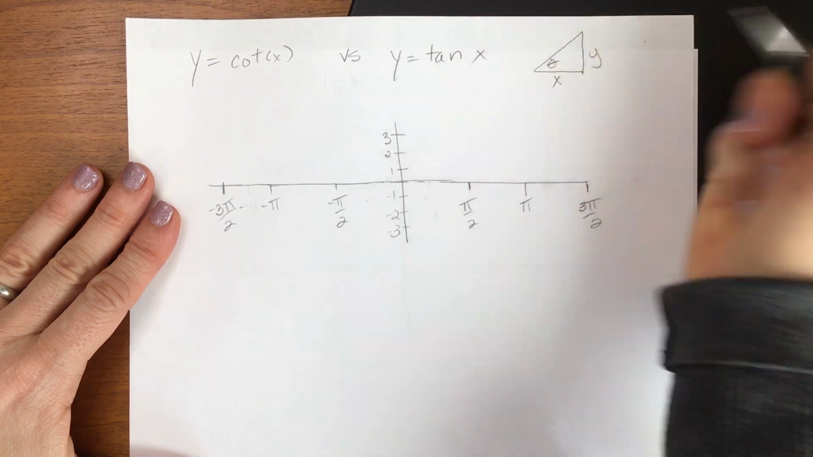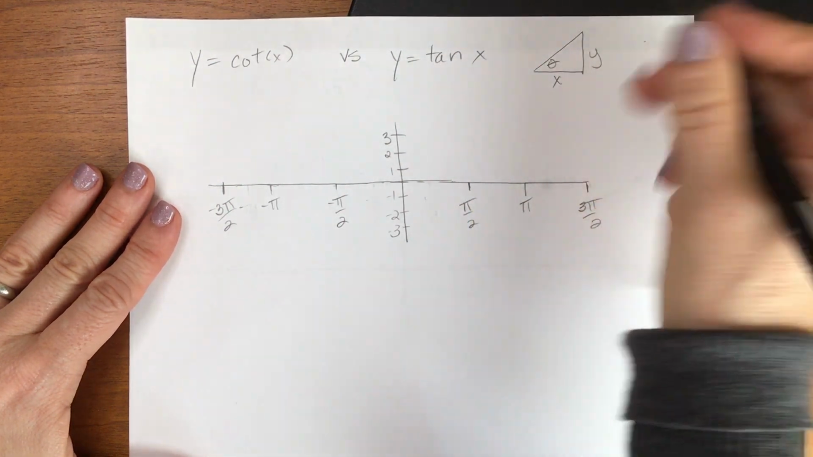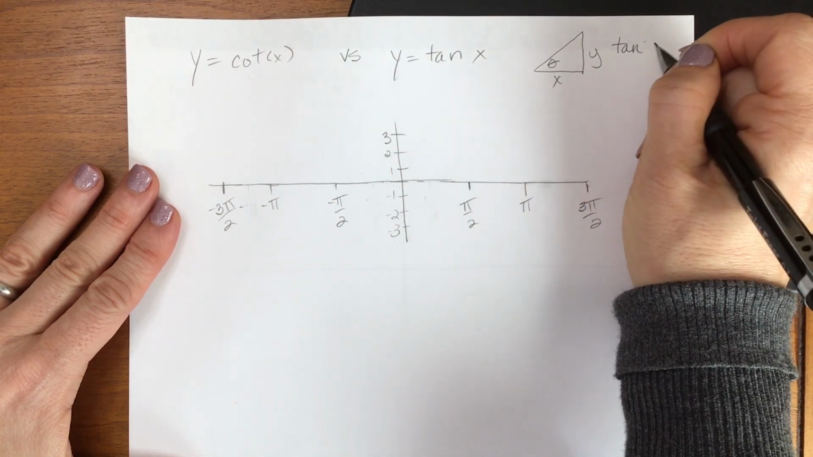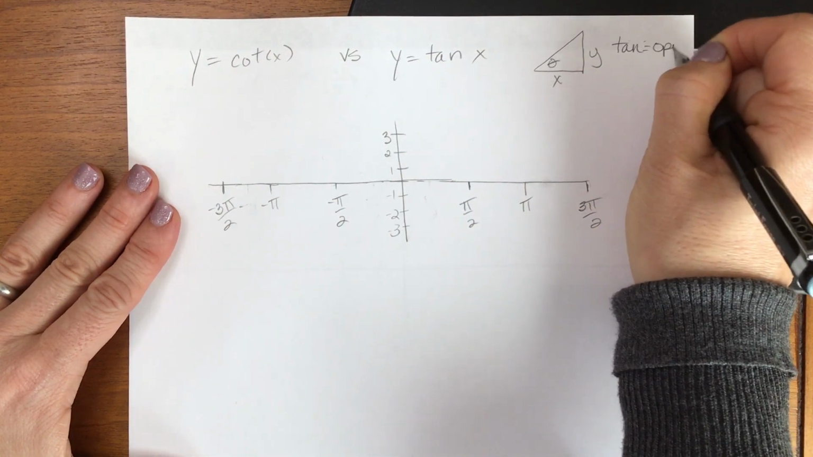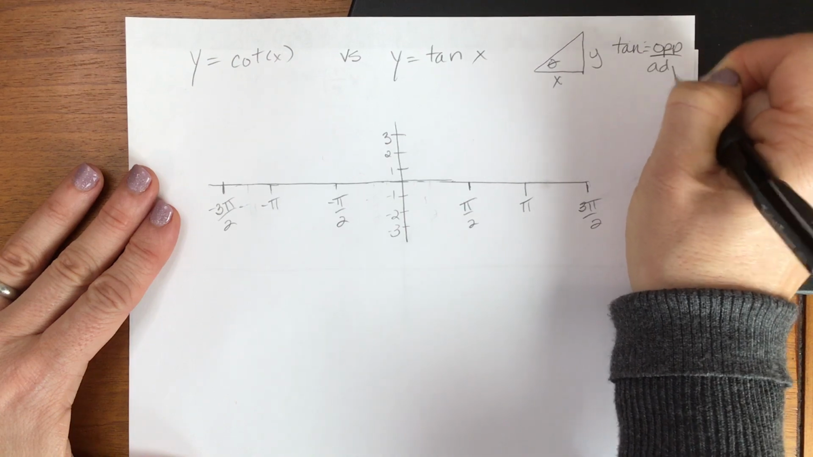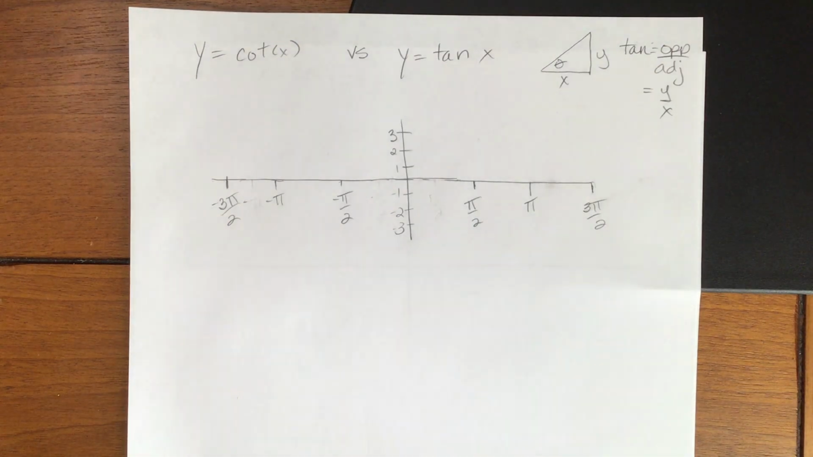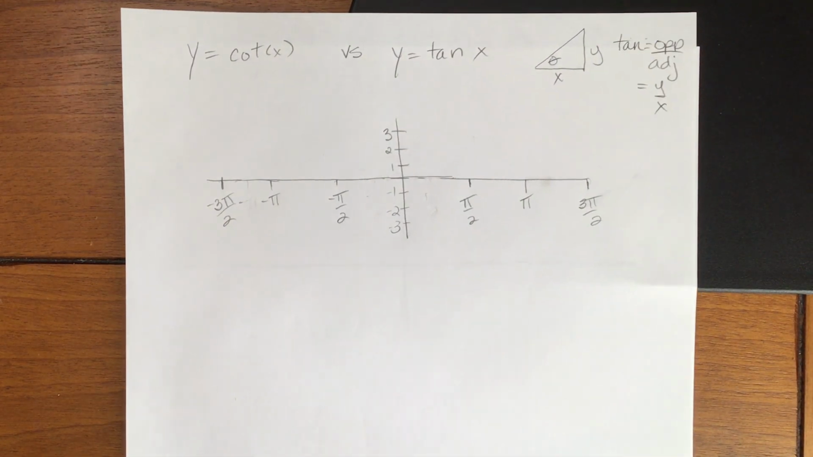If this is our x and this is our y, we know that tangent could be called opposite over adjacent, or in this case y over x. And when I refer to y over x, I'm referring to the values on the unit circle.